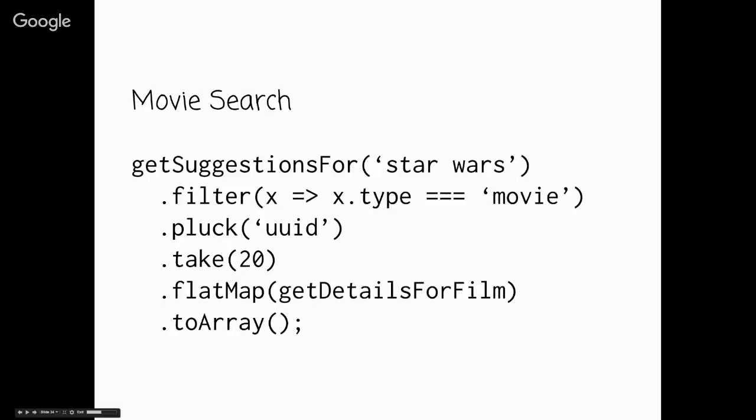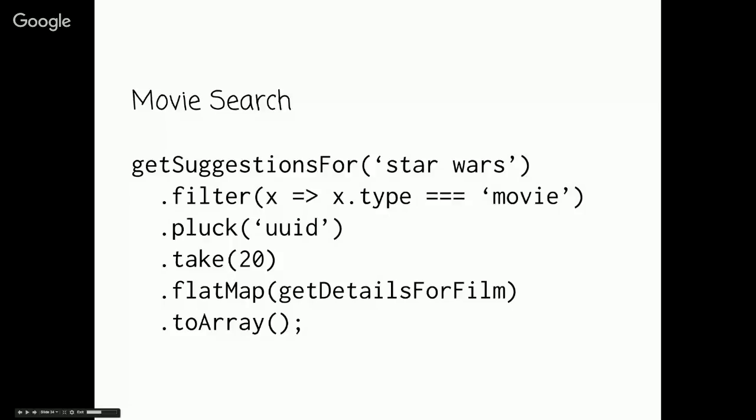Now, what I want here is a UUID, because I think we just get the title and the UUID. So I pluck out the UUID, which gives us a stream of UUIDs of movies. I take 20. That just takes the first 20 things in a stream and ignores everything after that point. Now, here's where FlatMap becomes really helpful.